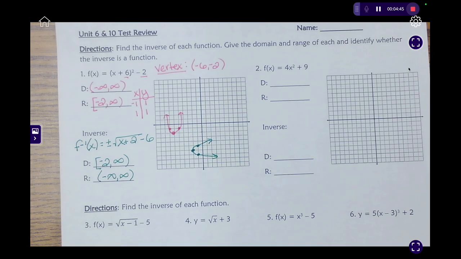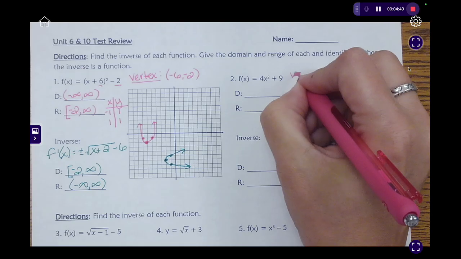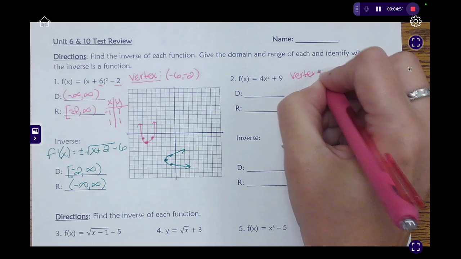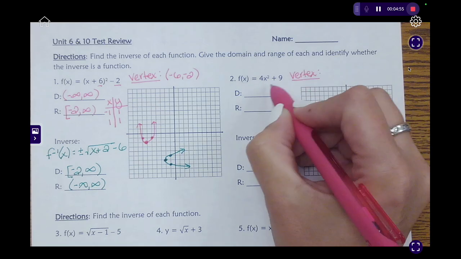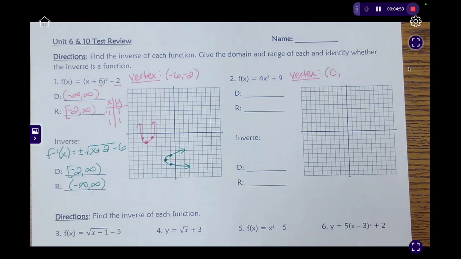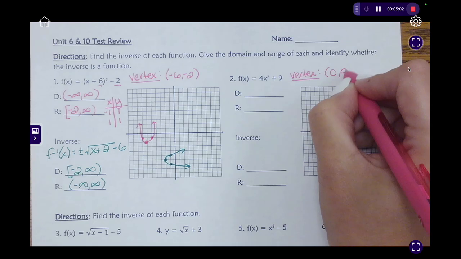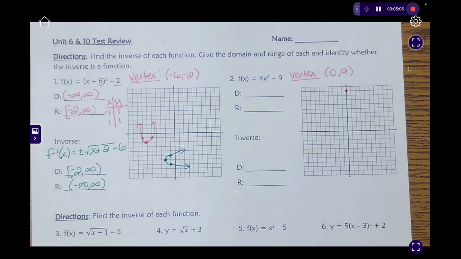Okay. So now we're going to do the same thing over here. So remember, I want to identify that vertex, kind of like where I'm starting my graph. Now for this one, I don't have parentheses, so I'm not adding or subtracting anything inside parentheses, so that means my vertex is starting at 0, and then that other value is 9. So 0, 9, which is going to be right there.